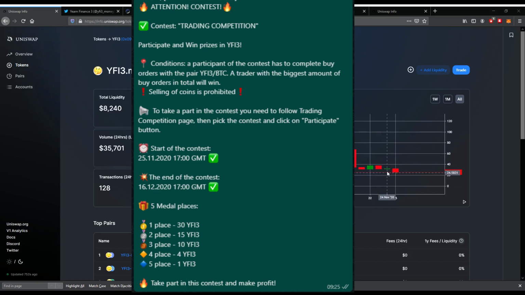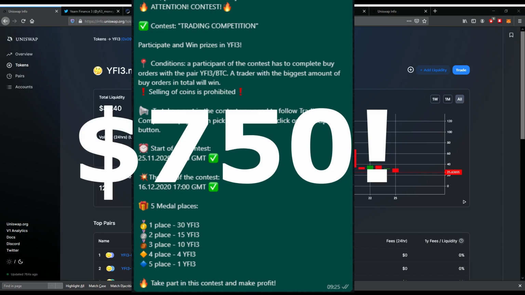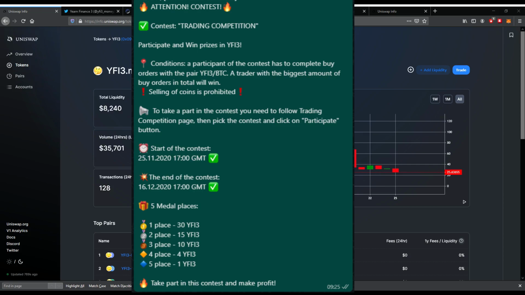Let me calculate it. $23 is the price we have now, a little bit up, but I will say 25. 30 coins, this means $750 for the winner at the moment. Please think about what happens when the price is on the upside. What happens when it is quite a bit higher? So let's have a look.